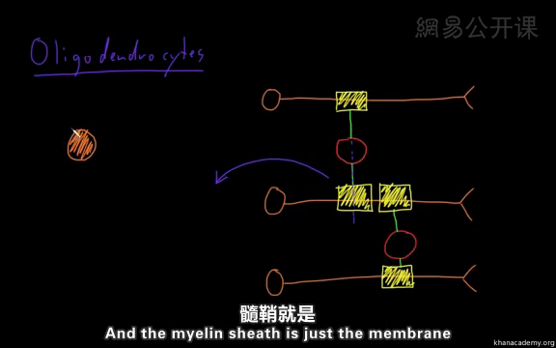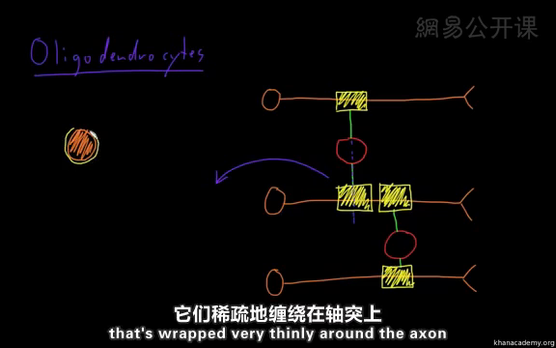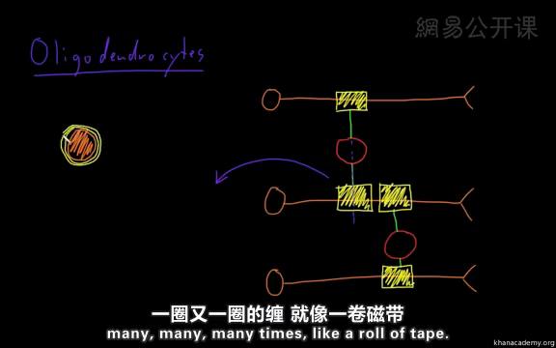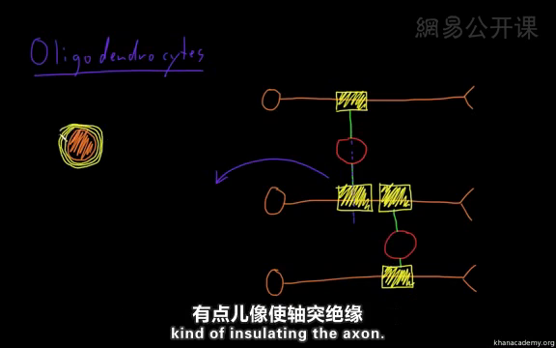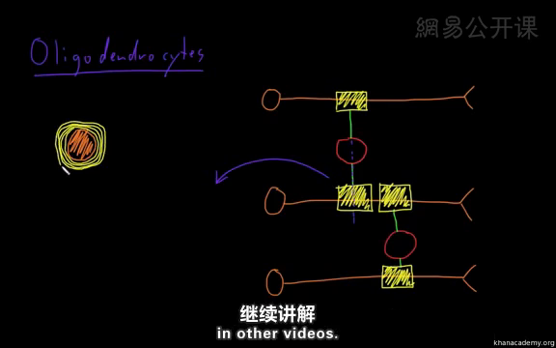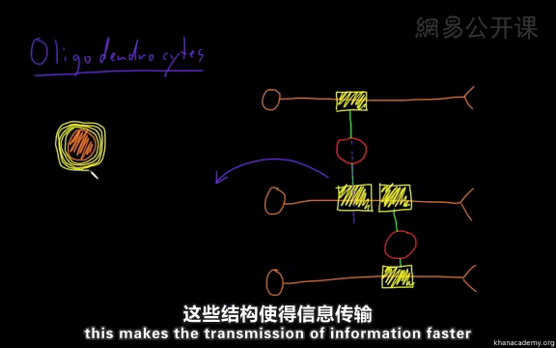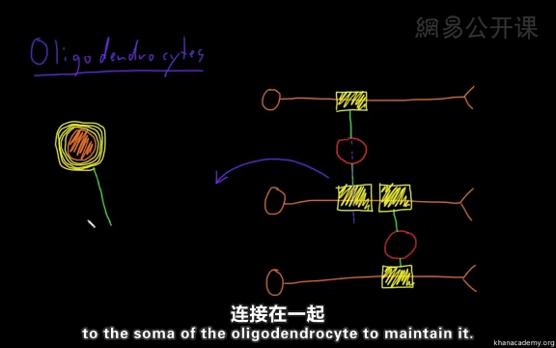And the myelin sheath is just the membrane at the end of the process of the oligodendrocyte that's wrapped very thinly around the axon many times, like a roll of tape. And I like to think of these like the rubber coating on a wire, kind of insulating the axon. And we'll get into how information is transmitted along axons in other videos, but basically this makes the transmission of information faster and more efficient. And the myelin sheath is still connected by the process to the soma of the oligodendrocyte to maintain it.